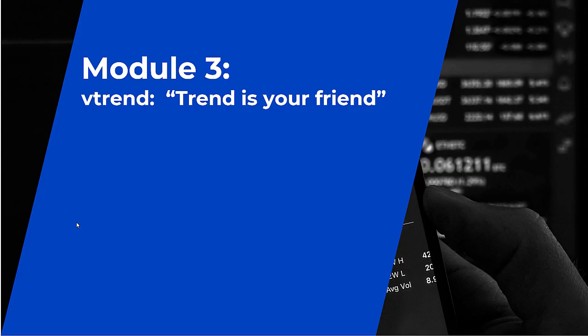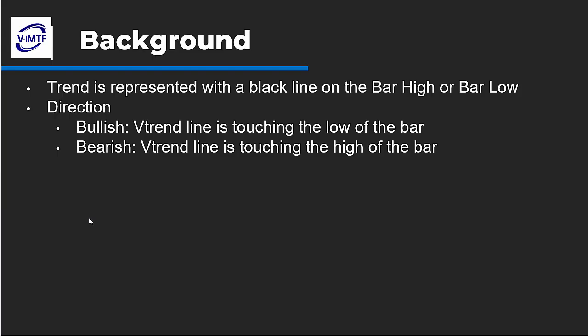Welcome to Module 3. In this module, we're going to discuss vTrend. vTrend represents the direction of the trend. Remember, when you trade in the direction of the trend, that's the highest probability trade because you're already going in the direction that price is already moving. So let's go for the background.